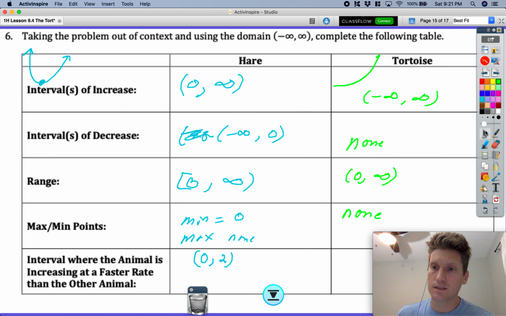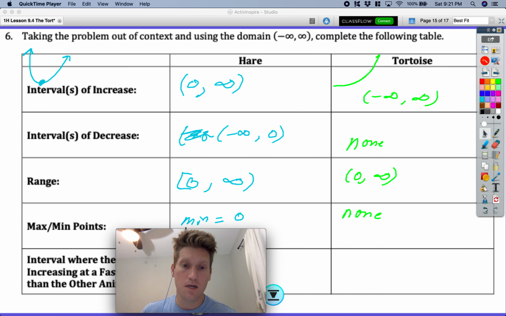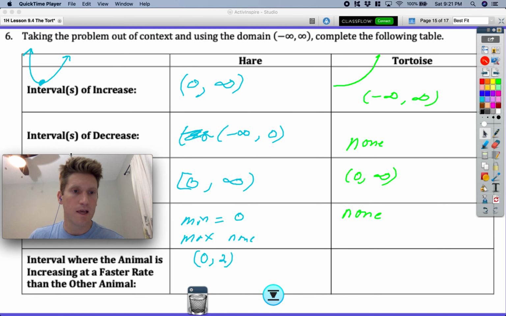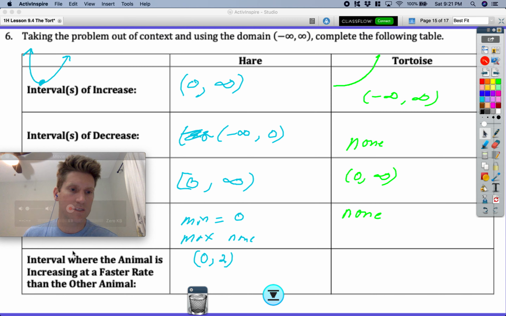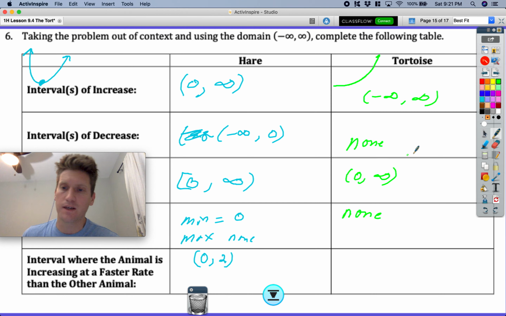All right, next we're going to go ahead and just move me over here. What we're going to see is the intervals where the animal is increasing at a faster rate. Well, remember, this guy, I don't know if they're talking about just the context because animals are brought up in this one. But since the parabola was decreasing from negative infinity to 0, I would state that this is increasing at a faster rate because the other one's decreasing for sure.